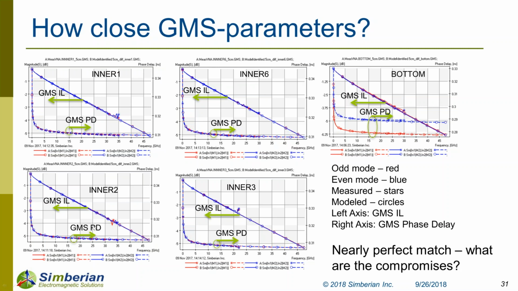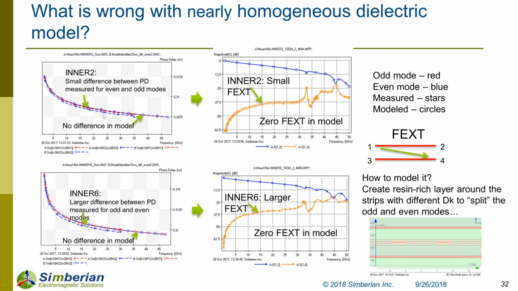So what are the compromises here? If you take a closer look at one of the layers, for instance the results for inner 2 or inner 6 layer, we will see that the model identified like this with just core and prepreg doesn't have much of the inhomogeneity observed in real life. In real life, we see that even and odd modes are different and have different phase delay.